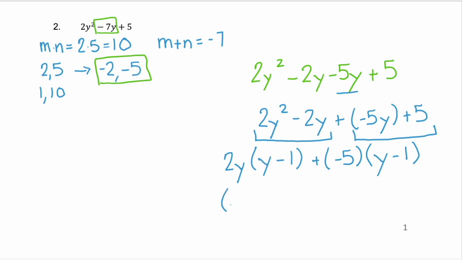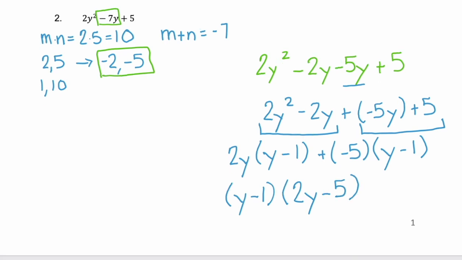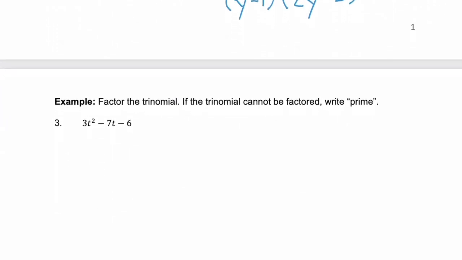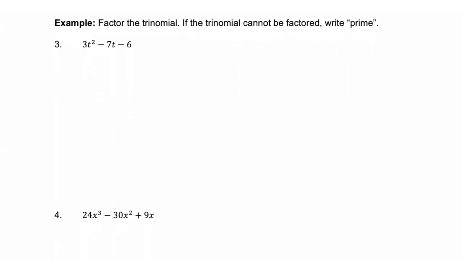Now we factor out the binomial that our two terms have in common, y minus 1, and we're left with the binomial of 2y minus 5. Now let's look at a few more examples. We're going to continue to factor the trinomial, and if we come across a trinomial we can't factor, remember we write that it's prime. So, number 3, 3t squared minus 7t minus 6.